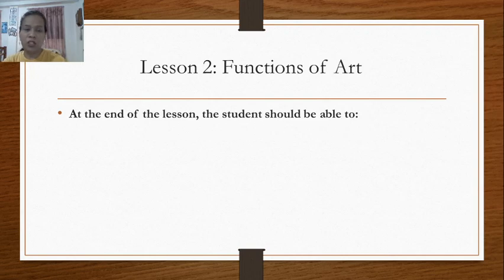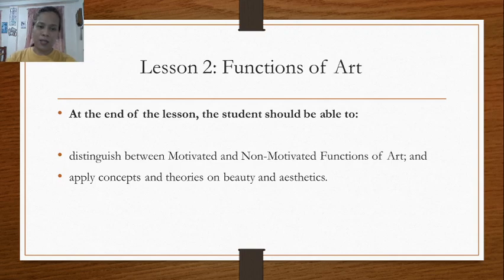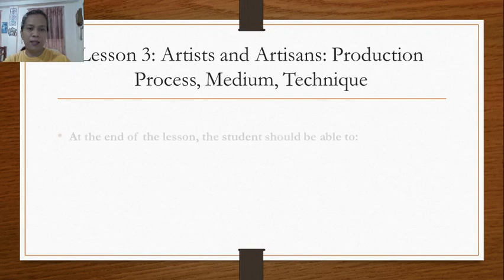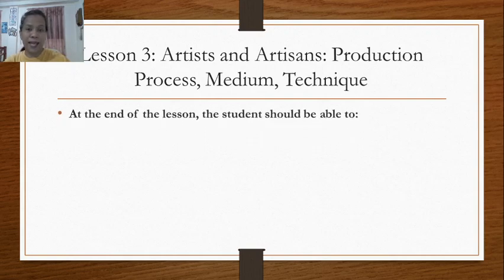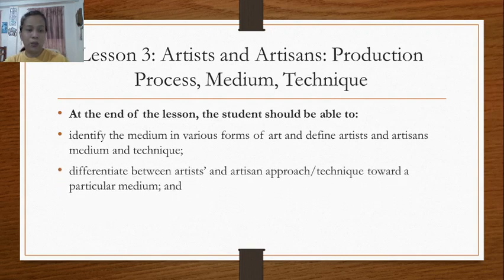Lesson two, that's the functions of art, in which we try to distinguish between motivated and non-motivated functions of art and apply concepts and theories on beauty and aesthetics forms of art. Then lesson three, artists and artisans. We will be talking also about the production process, medium, and technique. So here we will identify the medium in various forms of art and define artists and artisans, medium, and technique.